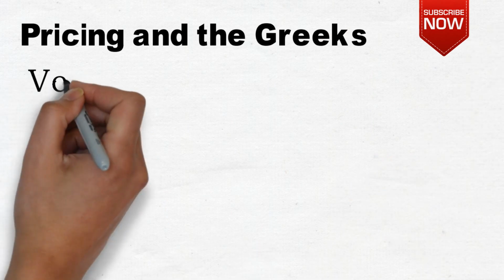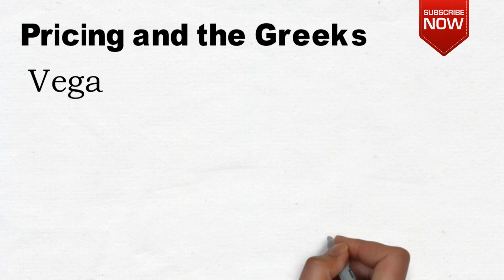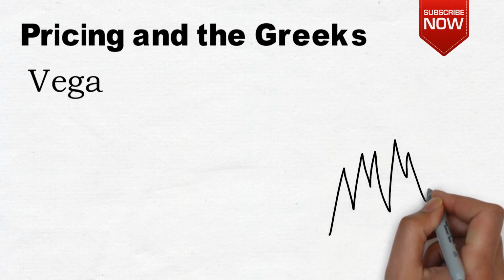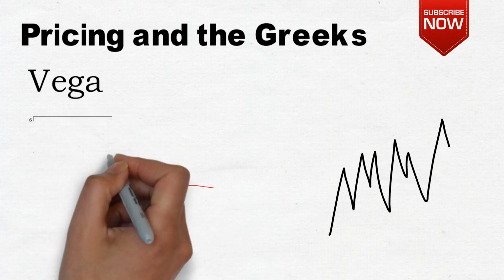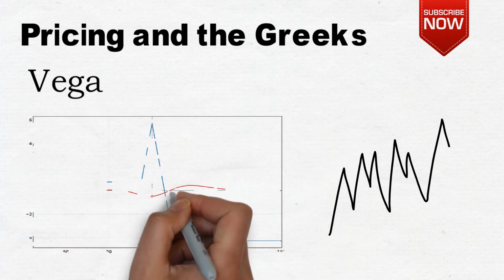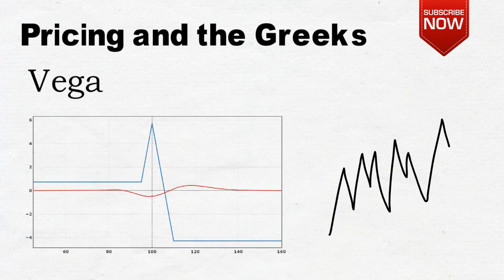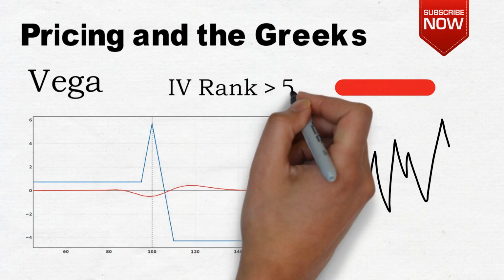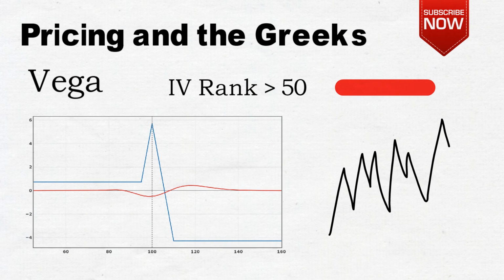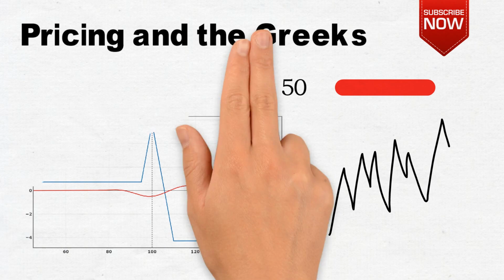Now, let's talk about Vega. Vega measures the option's price sensitivity to changes in implied volatility. Normally, Vega is negative, which means that a call broken wing butterfly will profit from decreasing IV. To take advantage of this, it's best to open a broken wing butterfly when implied volatility is high. If you do this, the broken wing butterfly can gain value from dropping IV. Therefore, it's good practice to trade broken wing butterflies when IV rank is over 50.